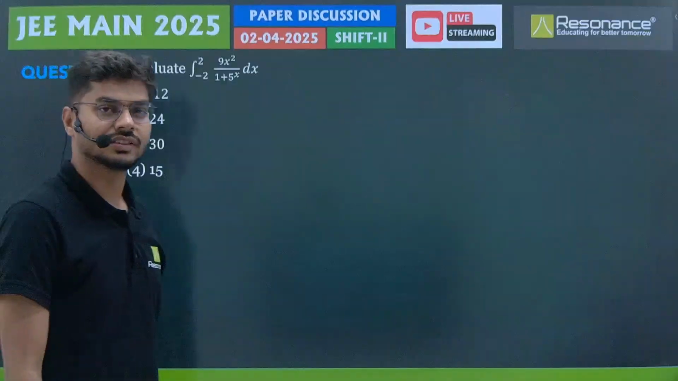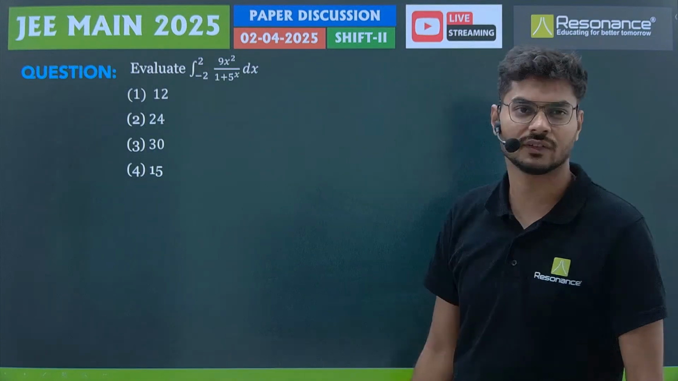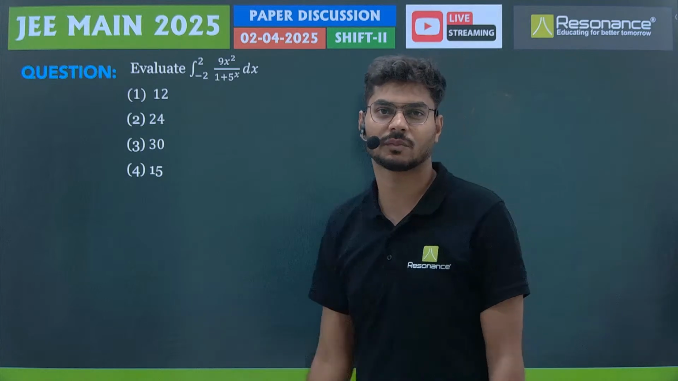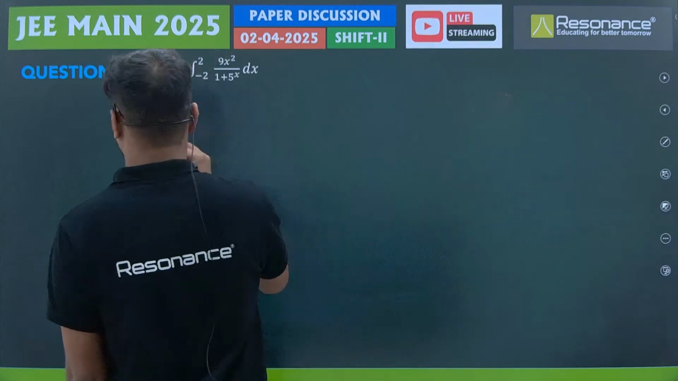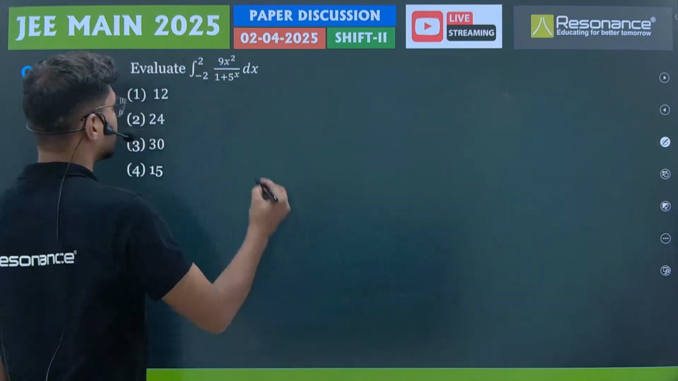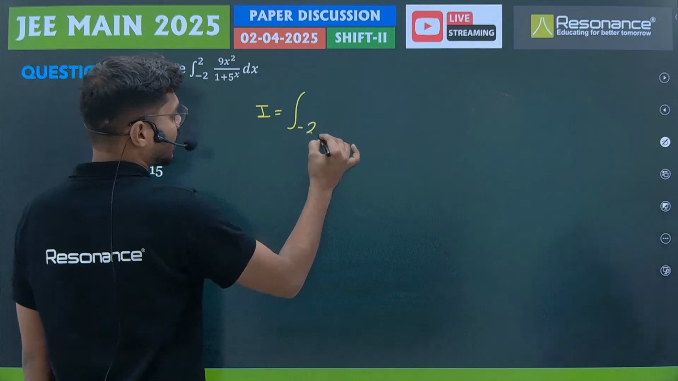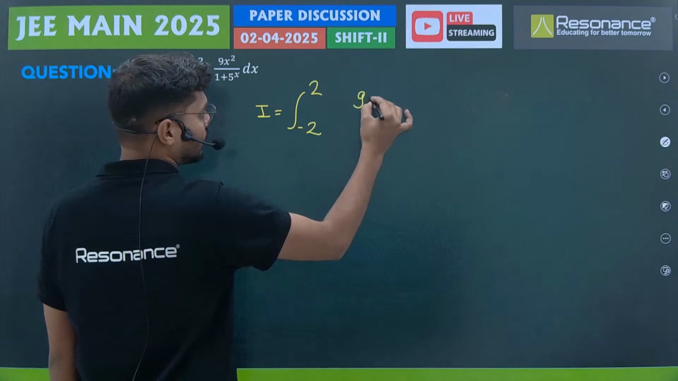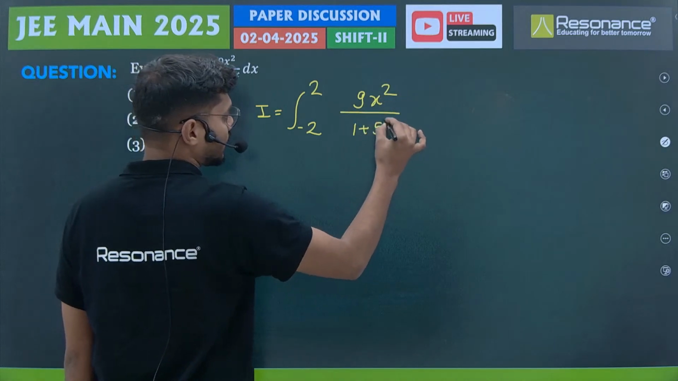As we can see, this is one of the questions based on definite integration, a very simple question. If you already gave the board exam, you know how to solve this type of problem, right? This is based on the property of definite integration. The question says that I is the integral from minus 2 to 2 of 9x square upon 1 plus 5 to the power of x dx.